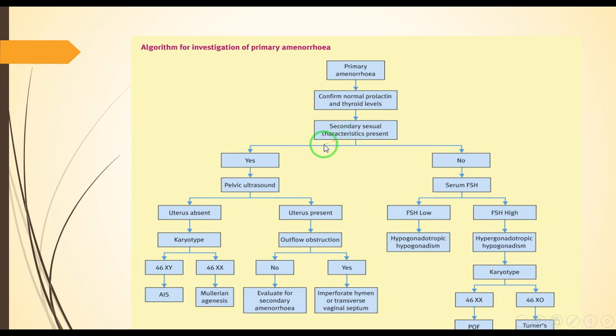If the secondary sexual characters are present, then we look for another approach. With ultrasound, we can see whether the uterus is present or not. If it is present, it means that there may be outflow obstruction. If not present, then it may also be a chromosomal defect, and we will proceed in this direction.